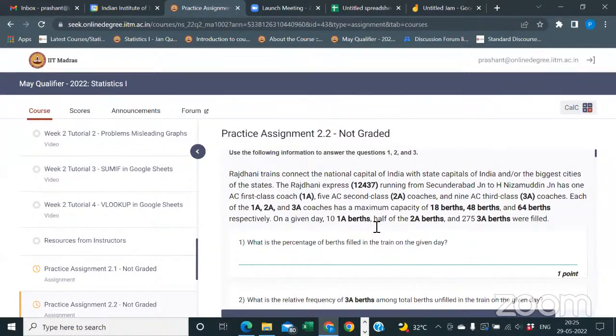No, but there are coaches also. If you see, there are 3 coaches, 5 coaches, and 9 coaches, so you have to multiply the berths by the number of coaches. Yeah. Okay. That was okay.